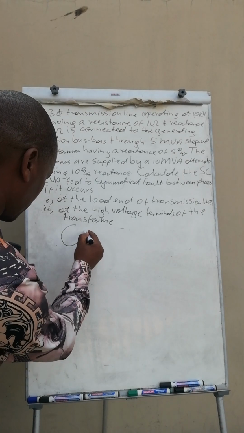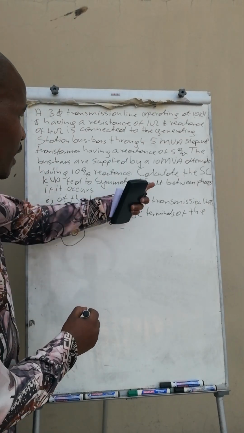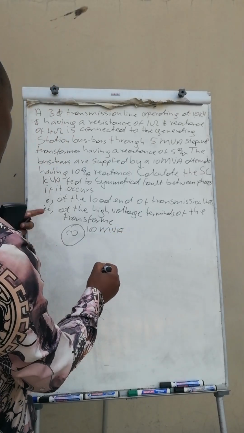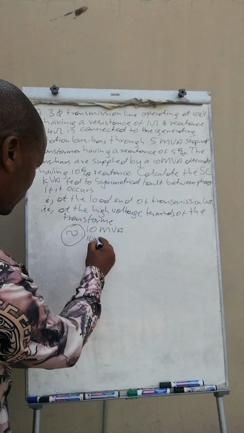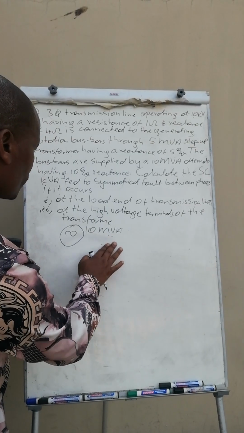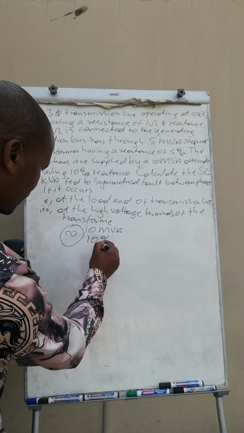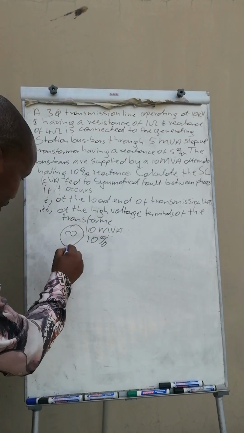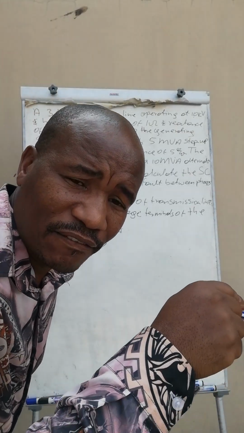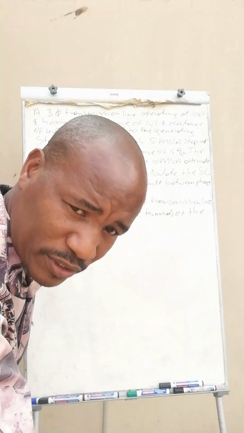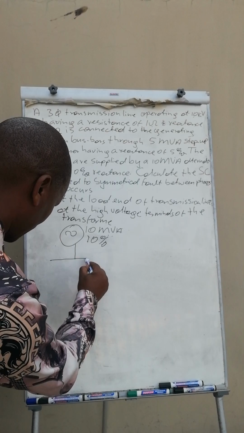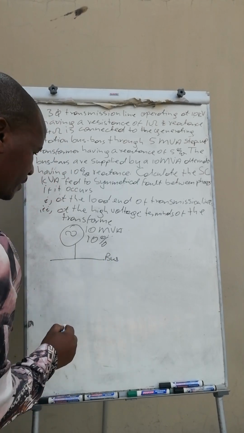This is the situation, guys. This is an alternator. We are told that it is 10 MVA, having 10% reactance. Let me just write 10% reactance. An alternator always supplies bus bars before the power is transferred to the line. Always it must supply the bus bars. This is a bus bar. This one, it is a bus bar.